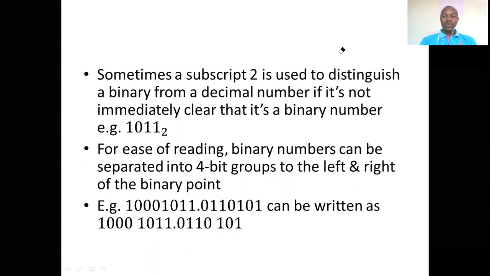But take note that you cannot just start grouping them from anywhere. Like you cannot just say, okay, I want to group them from the right after this binary point, and then say, I want to group them as 1 0 1 0 and then 0 1 1. We group them starting from the binary point going to the left and starting from the binary point going to the right.